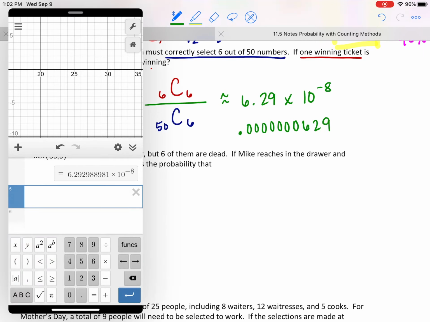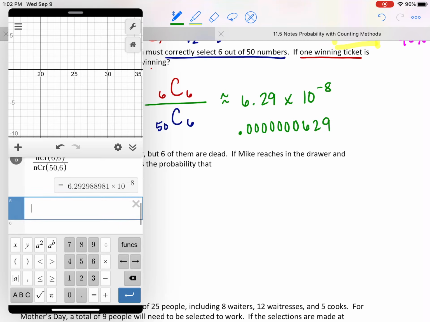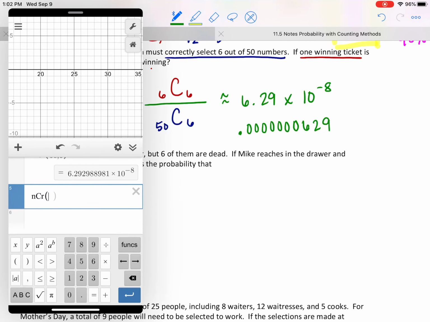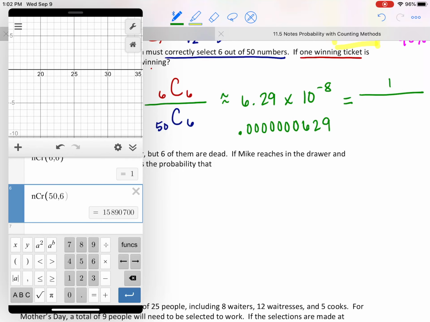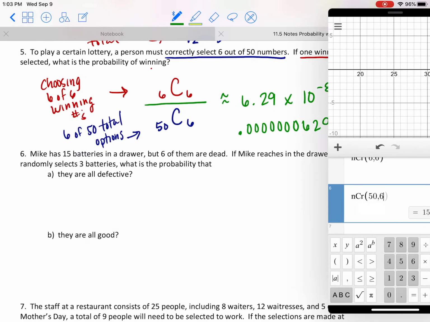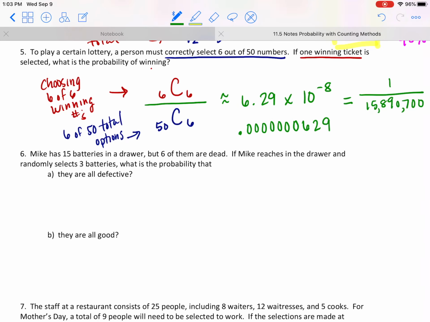Okay. Let me see if I can input this in the calculator separately so I can get a nice fraction here. I'm going to put the number of combinations on the top. That's just 1. That should make sense. There's only one winning ticket, right? And then on the bottom it was 50 and 6. And there's that giant number. So I put them in separately. It's going to be exactly 1 out of 15,890,700. That's just crazy tiny, okay? So notice again what I did is I put those in separately because Desmos was having a hard time converting it to a fraction for me. So I did it manually, all right?